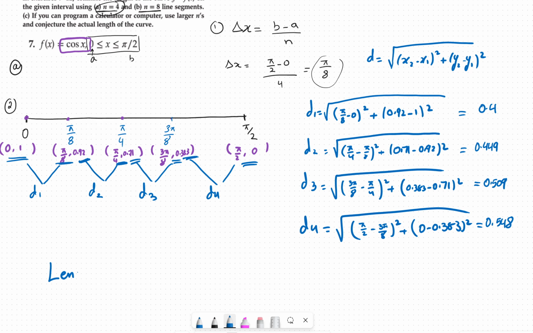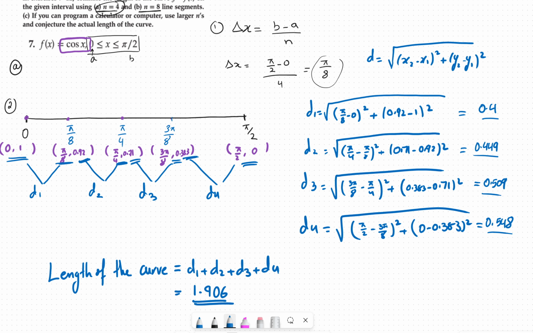So the final answer, the length of the curve, is going to be equal to distance 1 plus distance 2 plus distance 3 plus distance 4. So adding all these distances together, you will end up with the answer 1.906, and that is the final answer.